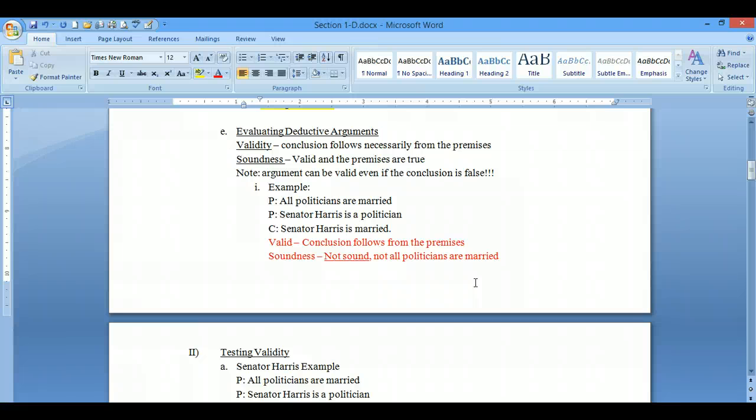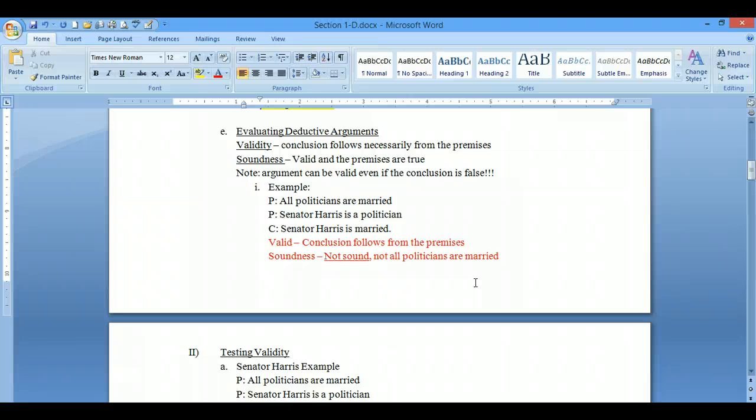Validity is when the conclusion follows necessarily from the premises. So I'm leading us down to the conclusion. And soundness is if it is valid and the premises are true, then it is a sound argument. An argument can be valid even if the conclusion is false, meaning that your argument is leading you to the conclusion even though the premises aren't true and the conclusion is false.